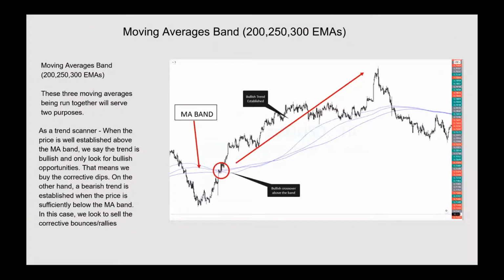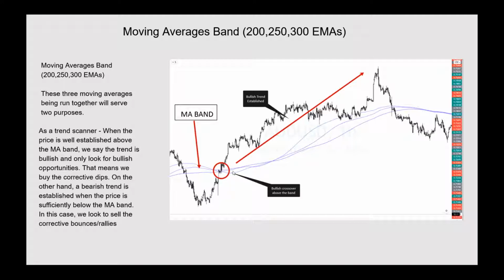So moving average. We're going to be making use of three different moving averages. I've already told us how we can plot moving averages. We're going to make use of the 200 moving average, and we're going to use the 250 and the 300. And so what I have on the screen is how the moving averages will look.